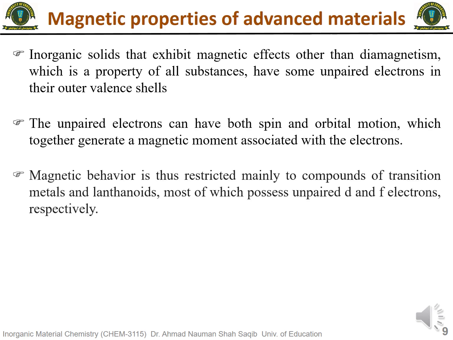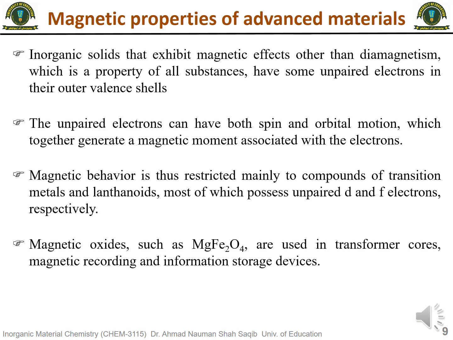So normally the transition metal elements or lanthanides have unpaired electrons in their d and f shells respectively, so they are mostly used for applications where magnetic properties are required. We already discussed that the unpaired electrons induce magnetization in materials in different ways, either through spin or their orbital motion, so they are really important for a material to be magnetic in nature.